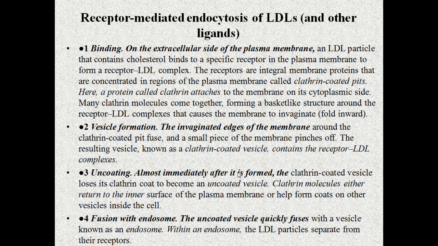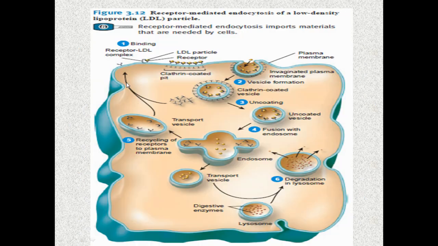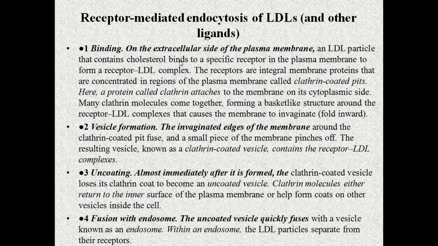Immediately after the vesicle is formed, the clathrin coated vesicle loses its clathrin coat to become an uncoated vesicle. Then the clathrin will be transported back to the plasma membrane, where it reforms the clathrin coat, and the receptor joins the plasma membrane again. Now, fusion with endosome. After the clathrin is removed, the uncoated vesicle immediately fuses with another vesicle called the endosome.